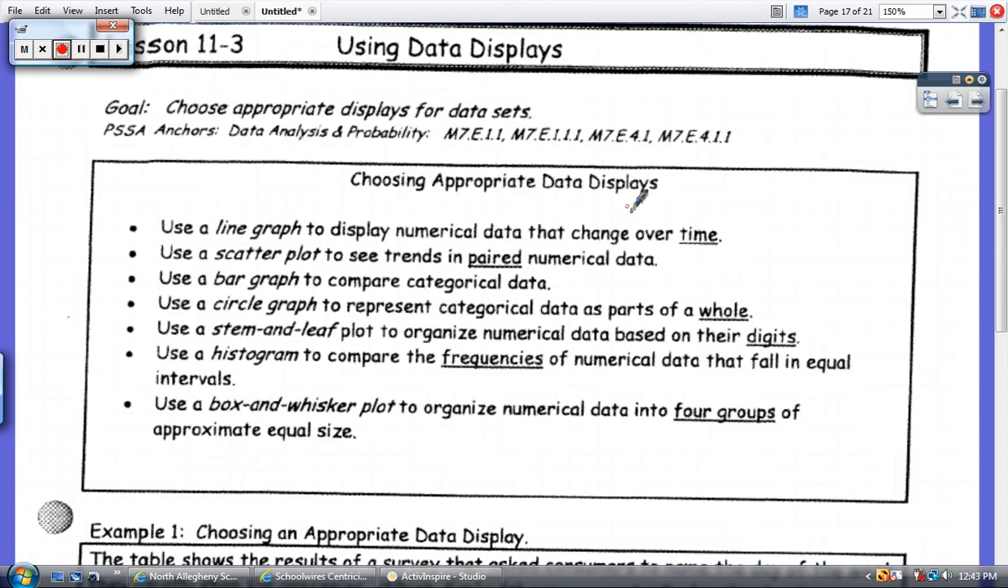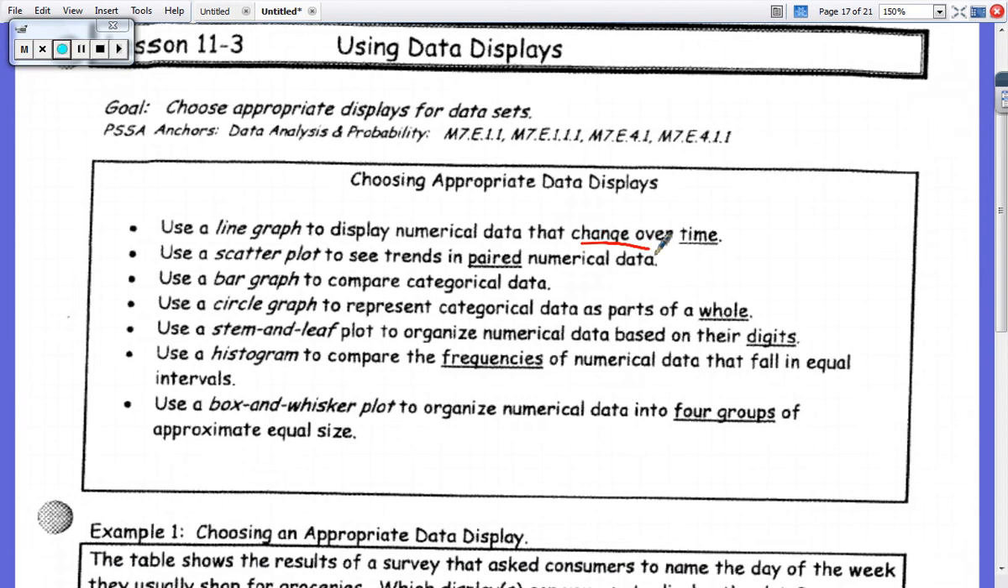Okay, choosing appropriate displays. You use a line graph to display numerical data that changes over time. Use a scatter plot to see trends in paired numerical data. You use a bar graph to compare categorical data. Use a circle graph to represent categorical data as parts of a whole.